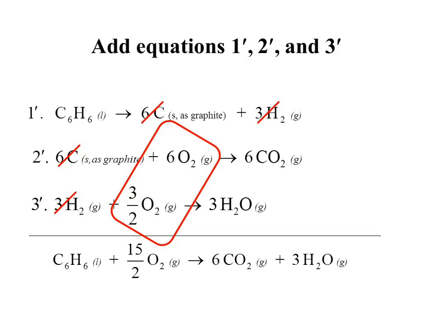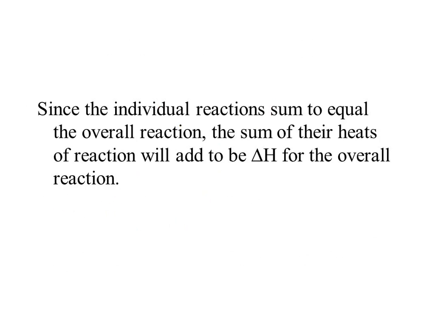The only other thing on the reactant side is the C6H6. On the product side, we have your 6CO2 and your 3H2O. And you should be all smiles, because hey, that was the reaction in the pink box. It's not an accident. It's like somebody gave you that stuff. All right. So since we did indeed, with our 1' plus our 2' plus our 3', get the reaction of interest, then we can go ahead and sum their enthalpies of reaction for those prime reactions.